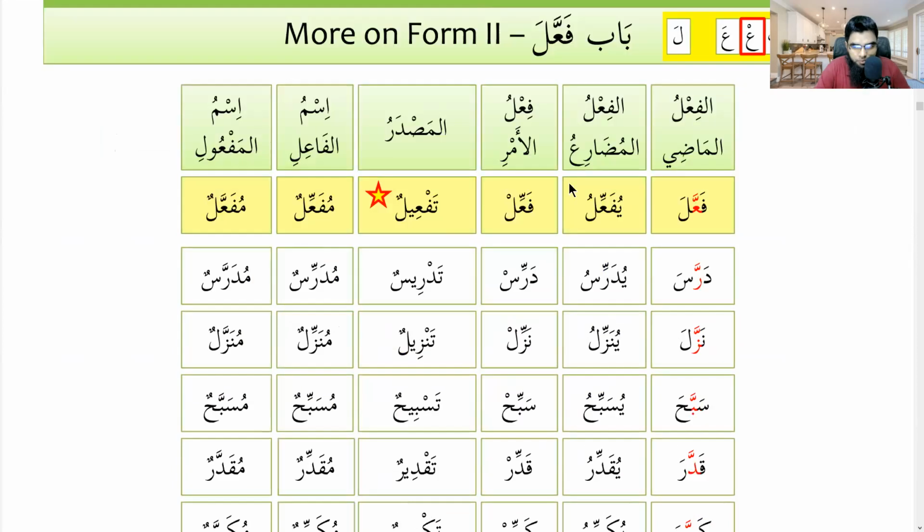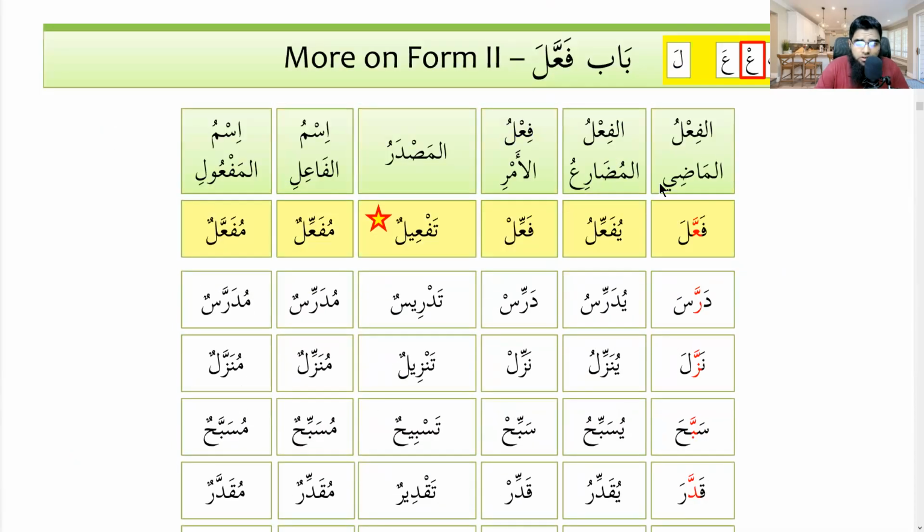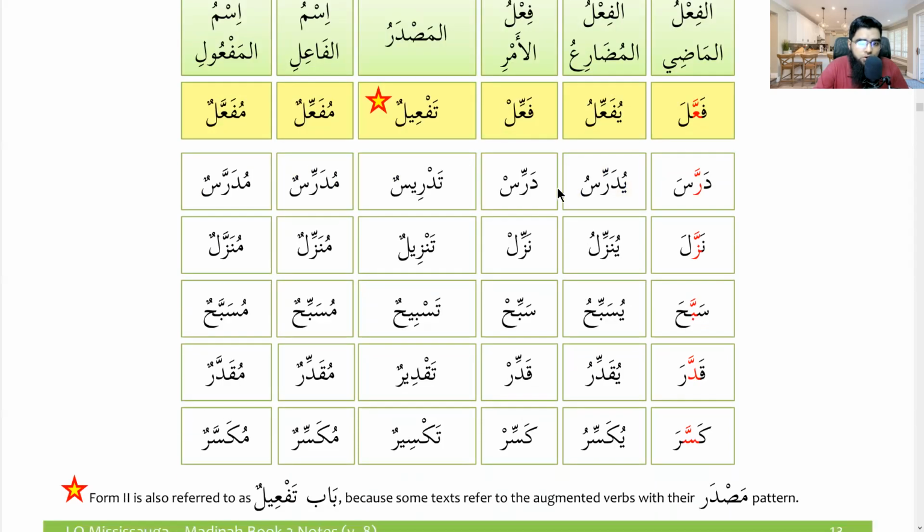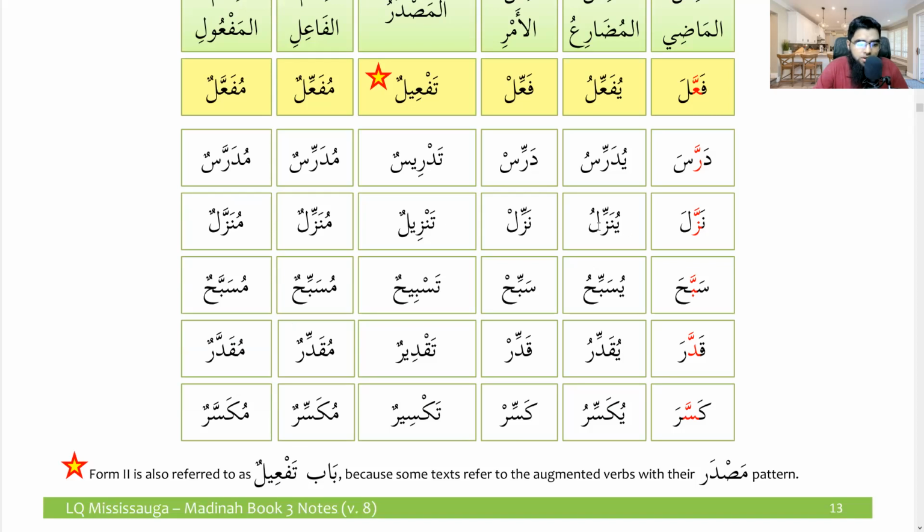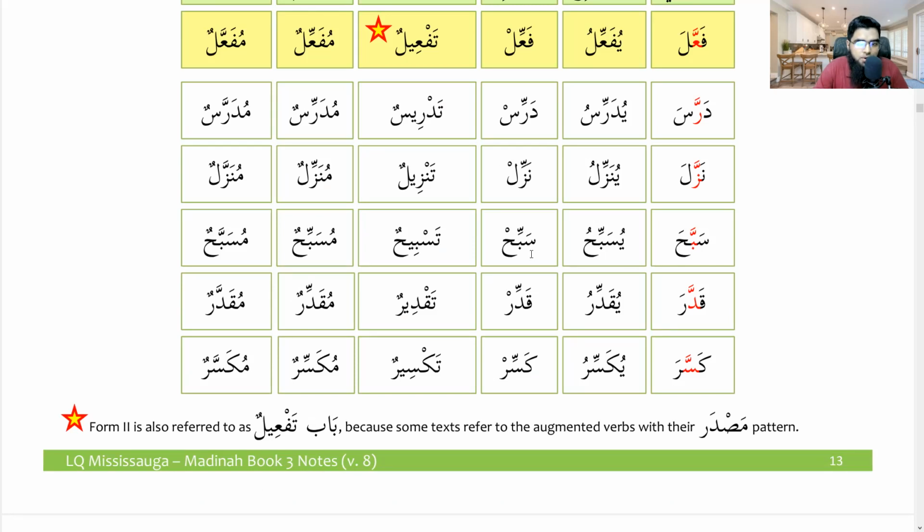More on form 2. He gives all the conjugations, not all, but he just gives the past tense, the present tense, the doer, the verbal noun, the active participle and the passive participle. Darrasa yudarrisu tadris mudarris mudarras. Nazzala yunazzilu, to bring down something, no? Nazzala tanzil munazzil munazzal. Quran is munazzal and Allah subhanahu wa ta'ala is munazzil. He's the one who sent. Sabbaha is to glorify. Yusabbihu, sabbih isma rabbikal a'la.